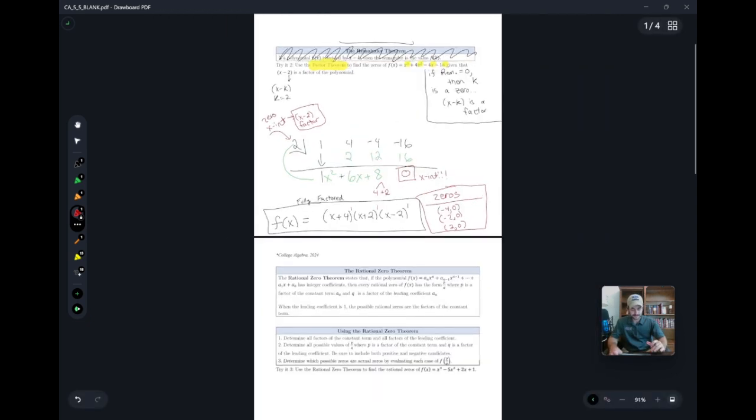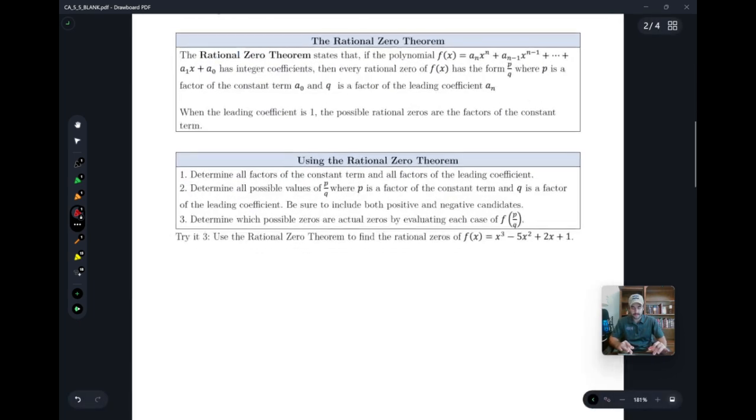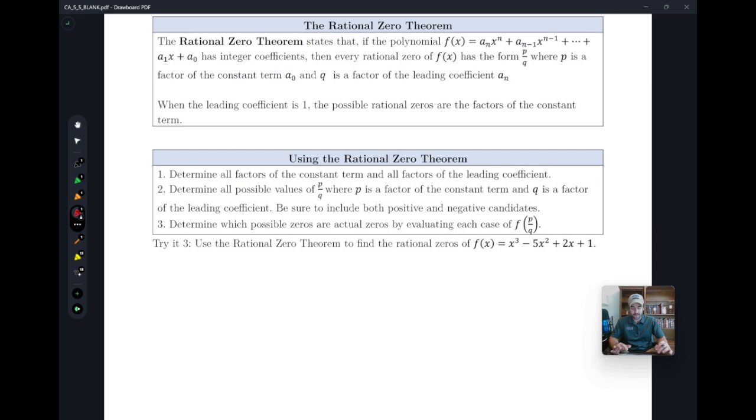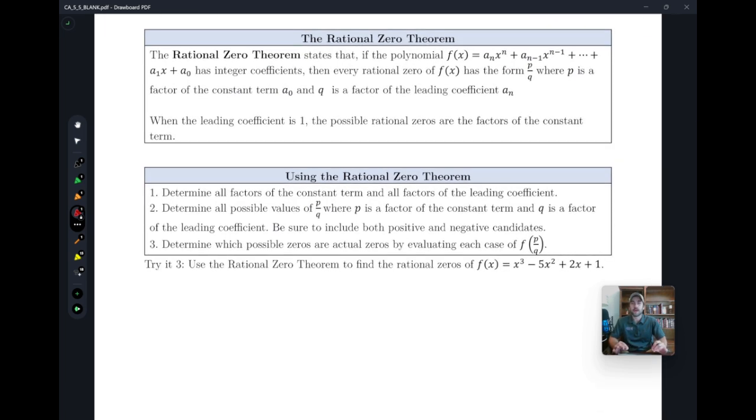All right, let's keep going. We're going to look at what if they don't give it to you? What if they don't give you one of these potential zeros for you to check with? What do you do? That's where we use this rational zero theorem, which is a way to find possible rational zeros, possible zeros that you can synthetic divide and check with.